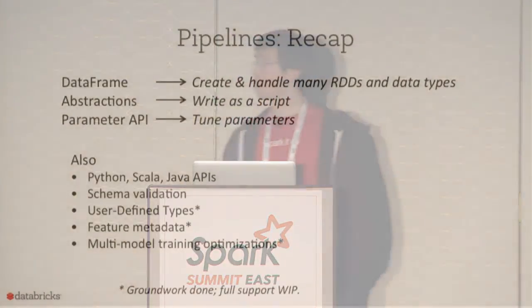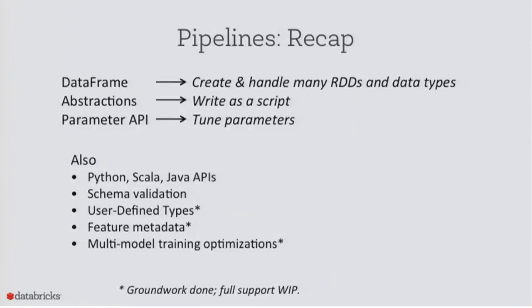Returning here, we had this pain point of having to tune parameters by hand, and we're trying to make efforts to remove that. So just to recap, we have these 3 main concepts: DataFrame, abstractions, and the parameter API. There are a lot of other parts to this pipelines API I won't have time to mention: the different languages, schema validation, which is basically checking for a valid pipeline before you run it, and so on.